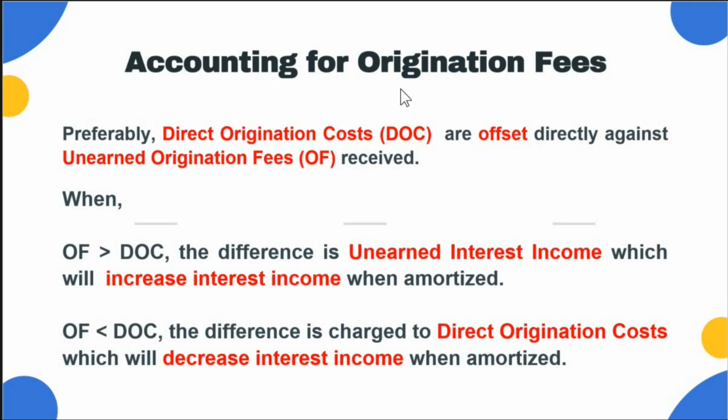Accounting again for origination fees. Preferably, the direct origination costs are offset against unearned origination fees received from the borrower or clients. Now, when the origination fees are greater than the direct origination cost, then the difference is charged to unearned interest income. And that unearned interest income will be amortized.